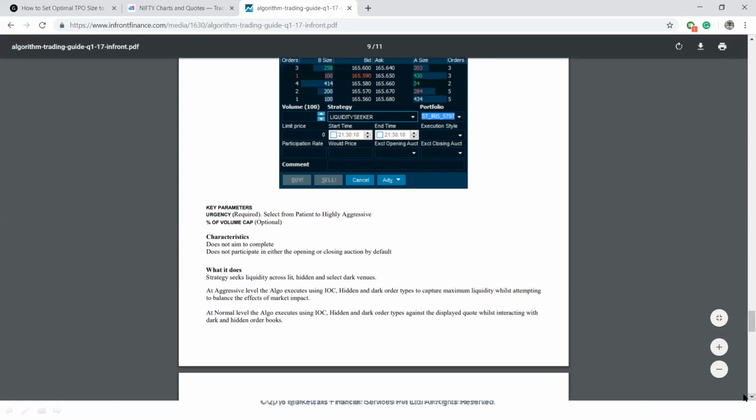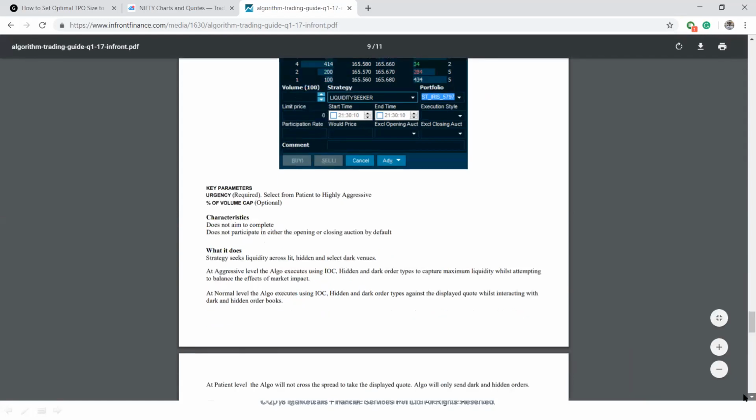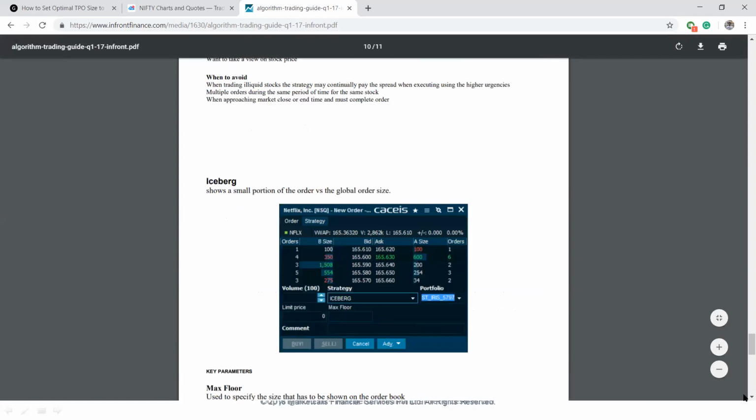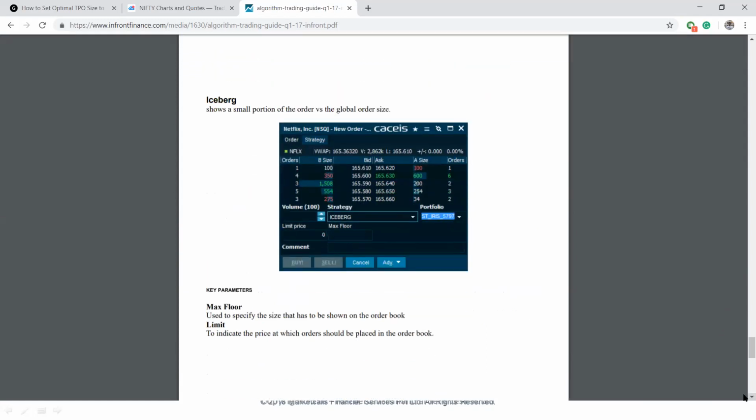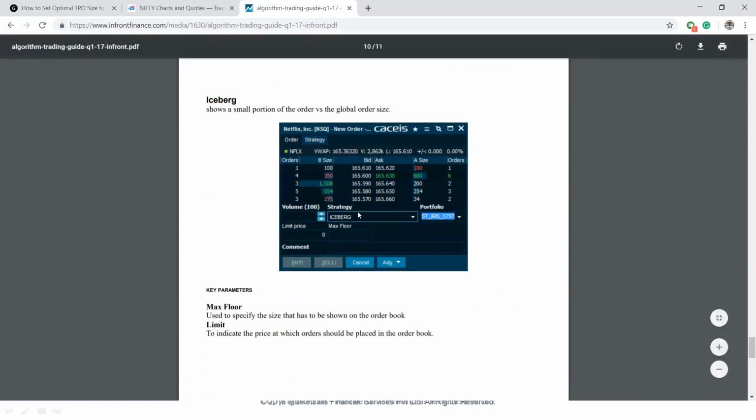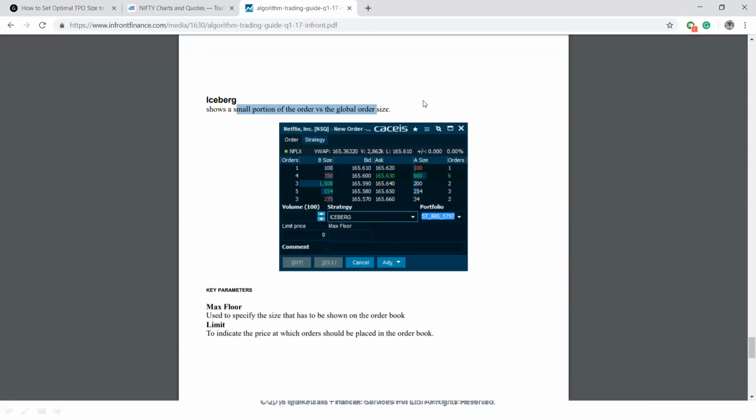So there are many different order types out there. One is a liquidity seeker, another one is an iceberg order. So what is an iceberg order? It shows only a small portion of the order. Most of the order will be hidden. Probably you will not be able to see it in the limit order book. As I said, up to 90% of the order can be hidden.